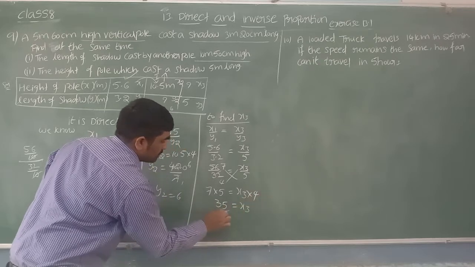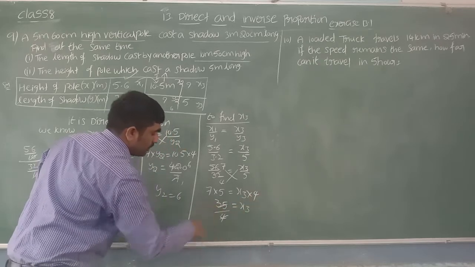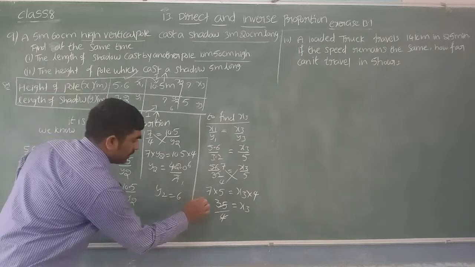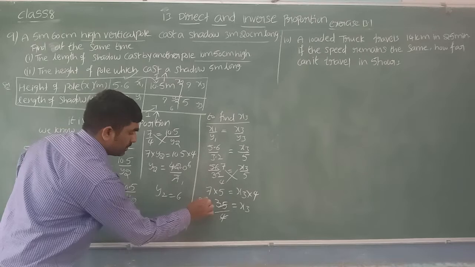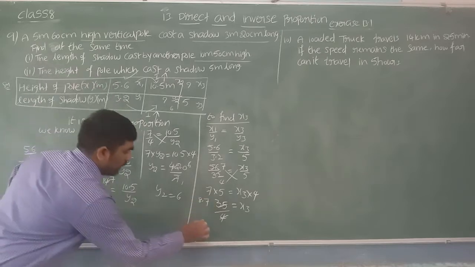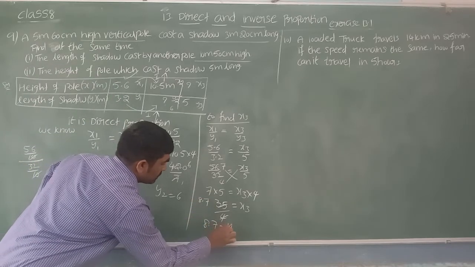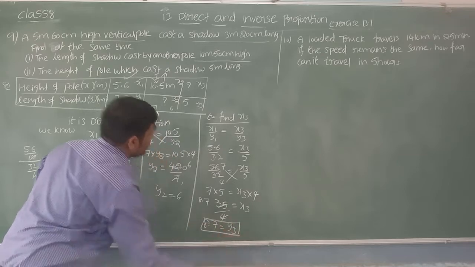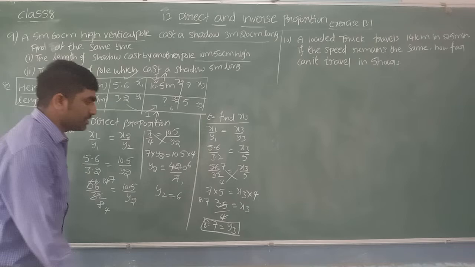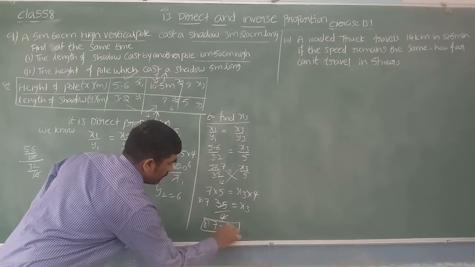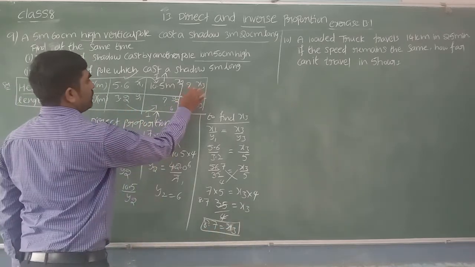This into 4 you can transpose, dividing by 4. 4 8s are 32, point 3 left 30, 4 7s are 28. I got 8.7 is equal to how much? y3. You can see that 8.7 is the x3 value. x3 is equal to 8.7.